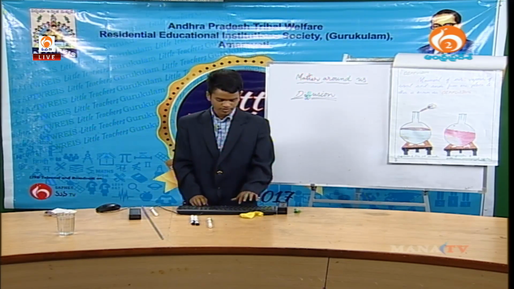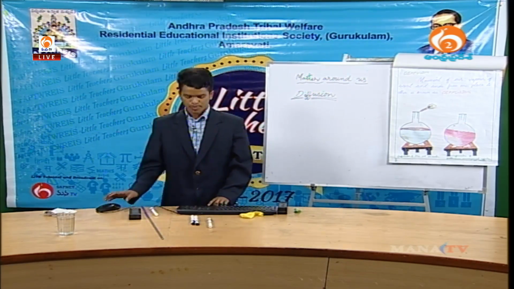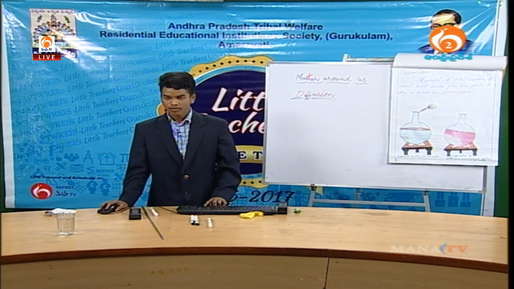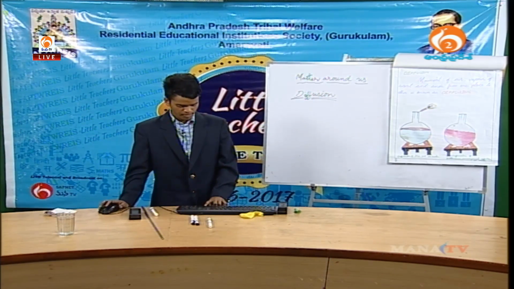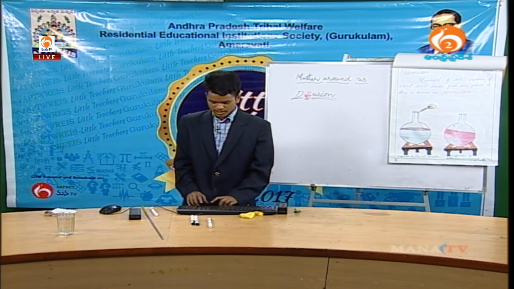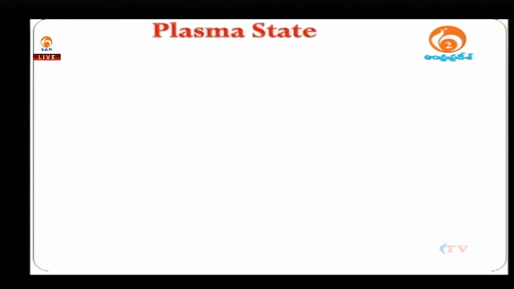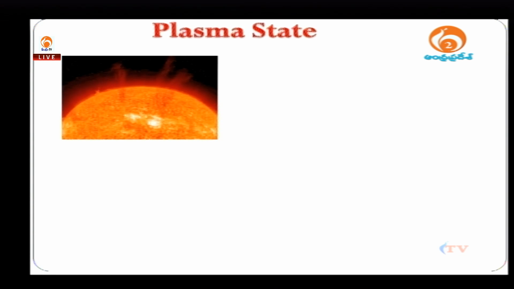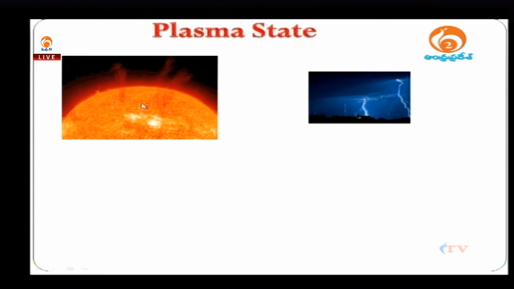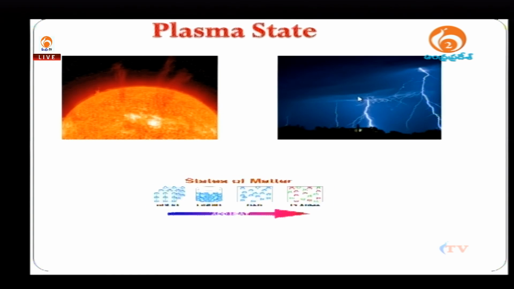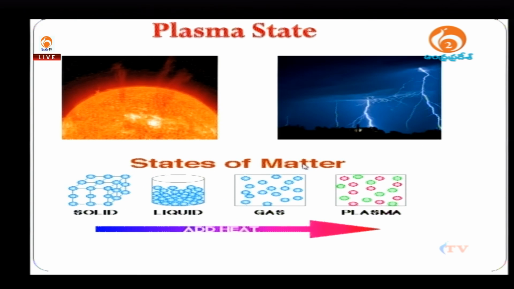And now see here, among the states there is one more state, that is the plasma state. In the plasma state, ions are present. These are examples of the plasma state, and it is also a state of matter: solids like this, liquids, gases, plasma. Okay, diffusion.